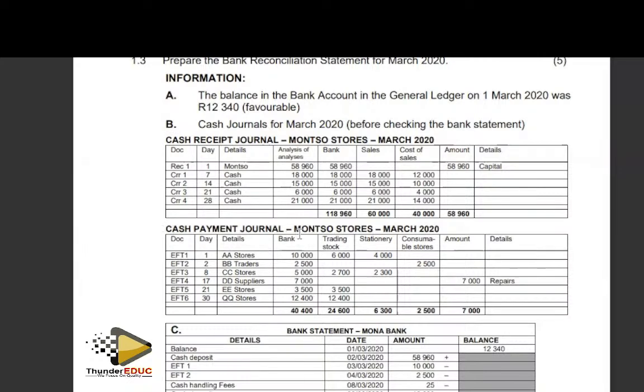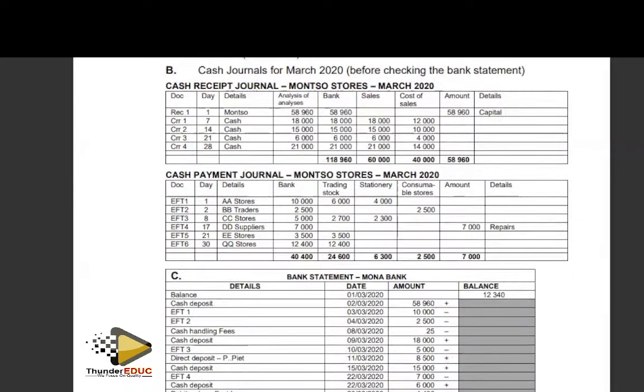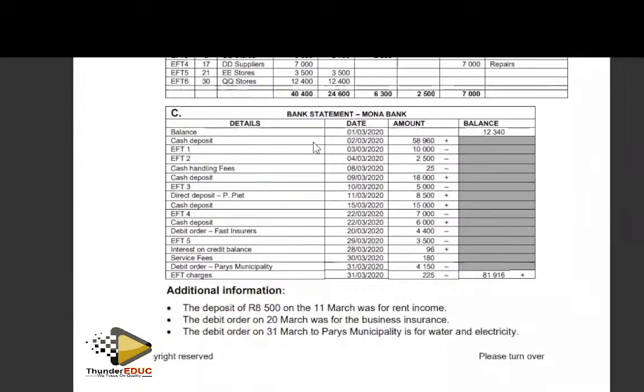Then we have the cash payments journal. This is where all the cash paid out of the business is recorded. Whenever you make any payment in the form of cash, you record it in the cash payments journal. This one is also prepared by you in the business. Then part C, you have a bank statement. Now, some of you may have bank accounts. If you don't have a bank account, your parents have bank accounts, so every month they receive bank statements.